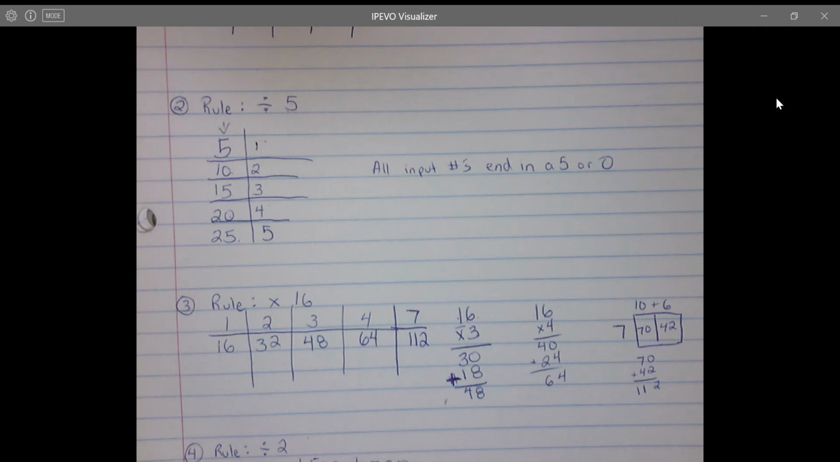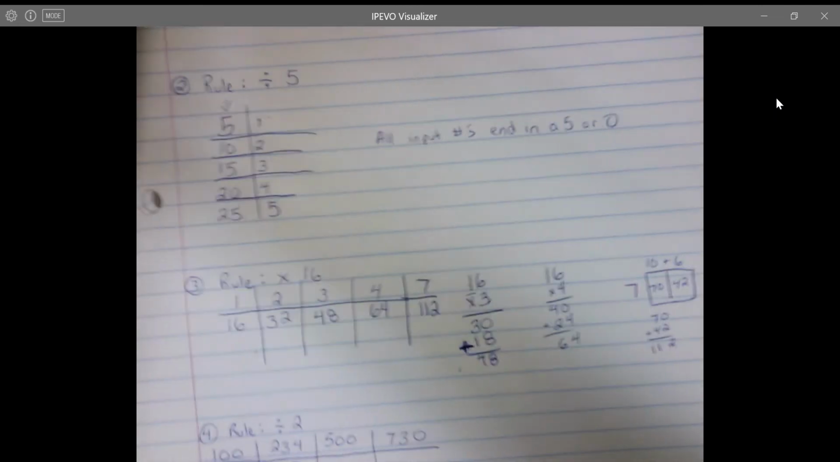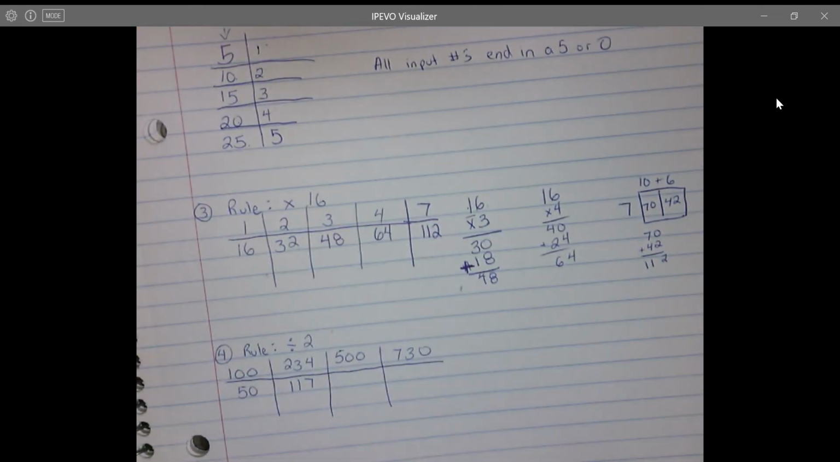All right, so some observations I can make about this one is that, look at that, these are all even numbers. All the outputs are even. All right, last one I have for you guys. Number 4, the rule is divide by 2. So they've already done a couple for us.